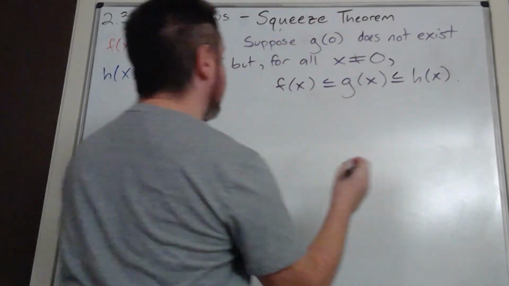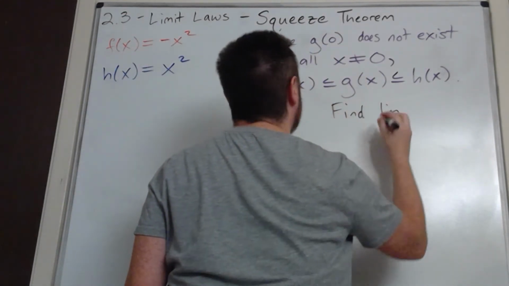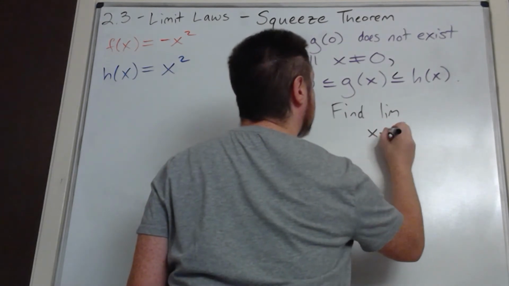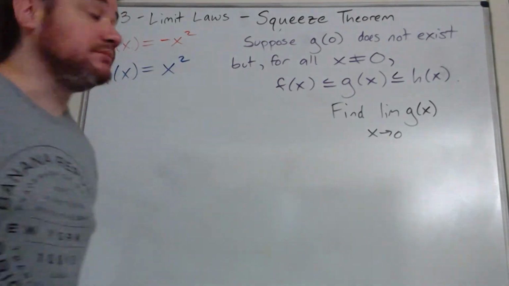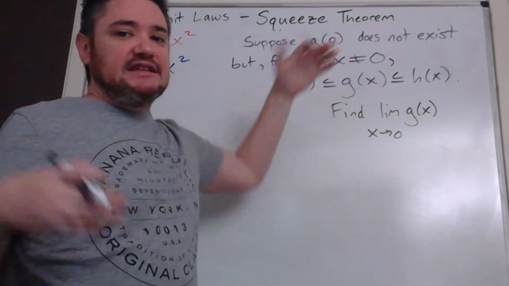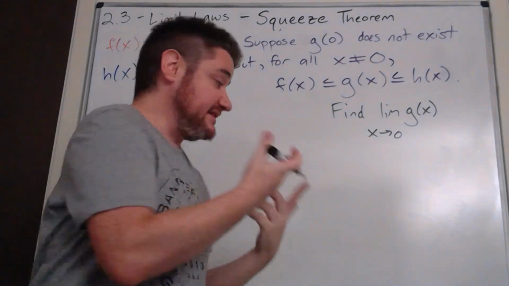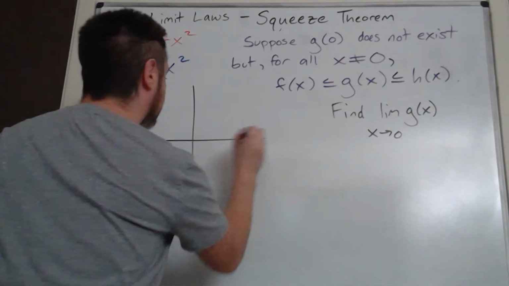Oh, and the limit I want to find. So let's say find the limit as x approaches 0 of the g function. We know g of 0 doesn't exist, so the function value doesn't exist, but we've seen examples where the limit might exist, and in this case the limit will exist. So let me do a real rough sketch of what this scenario looks like here.